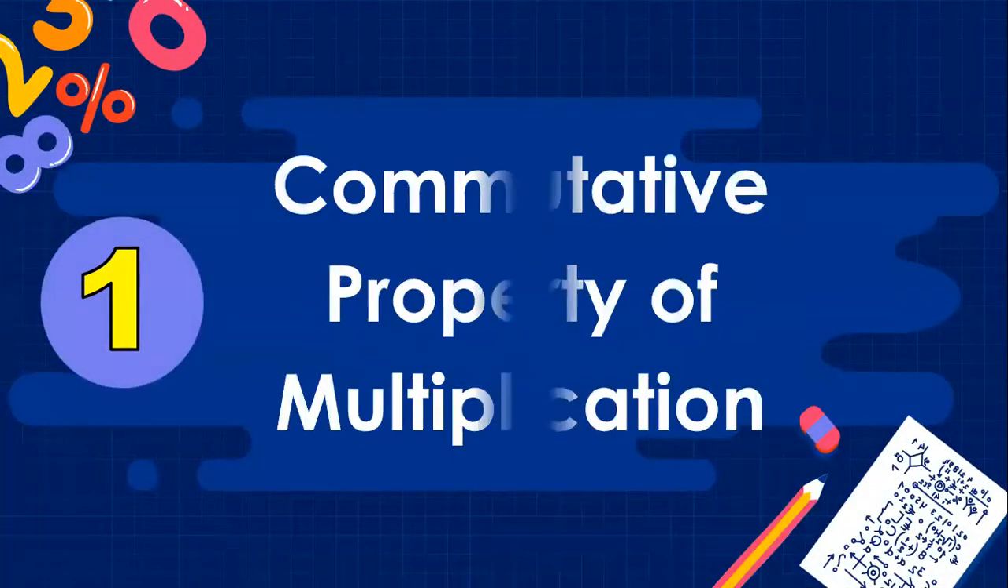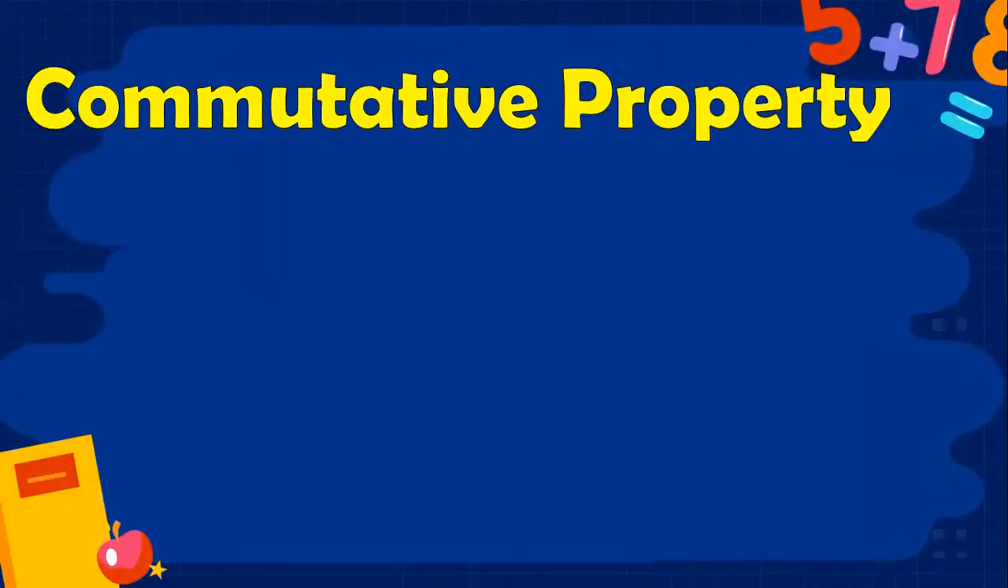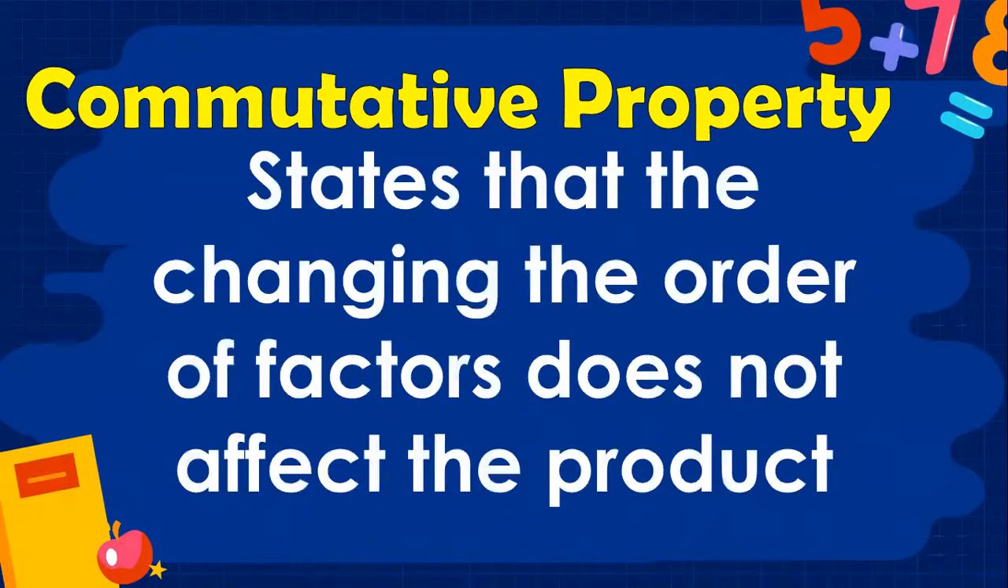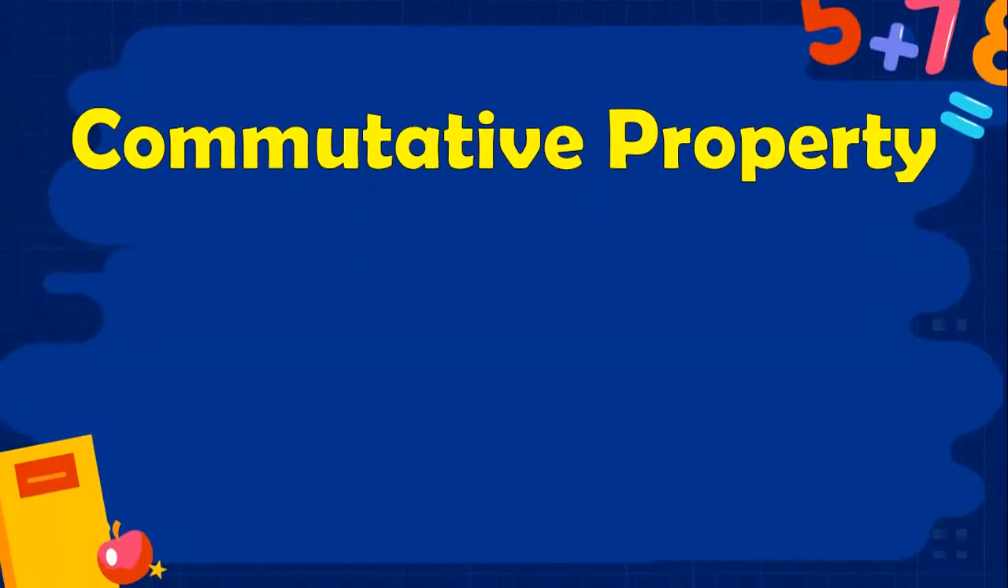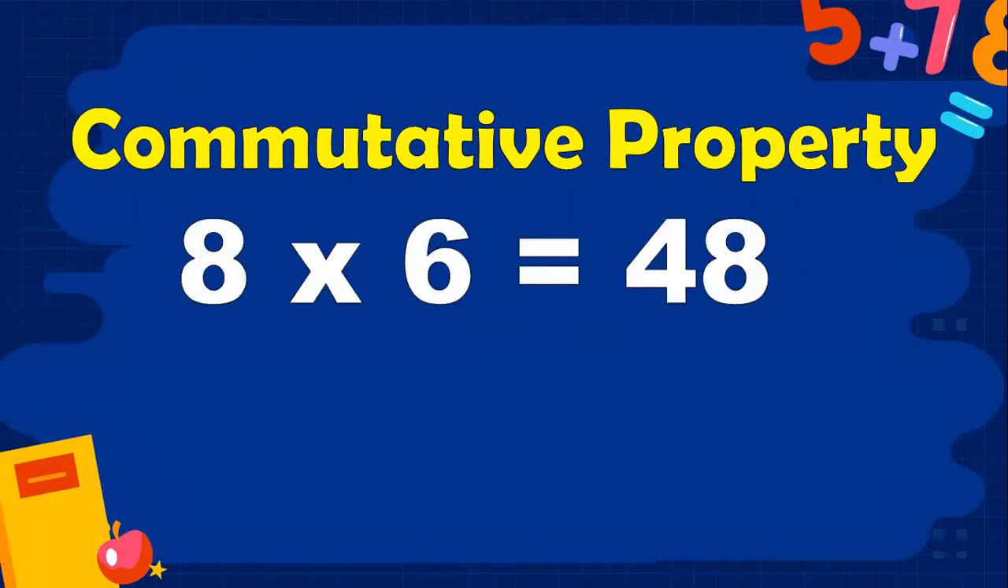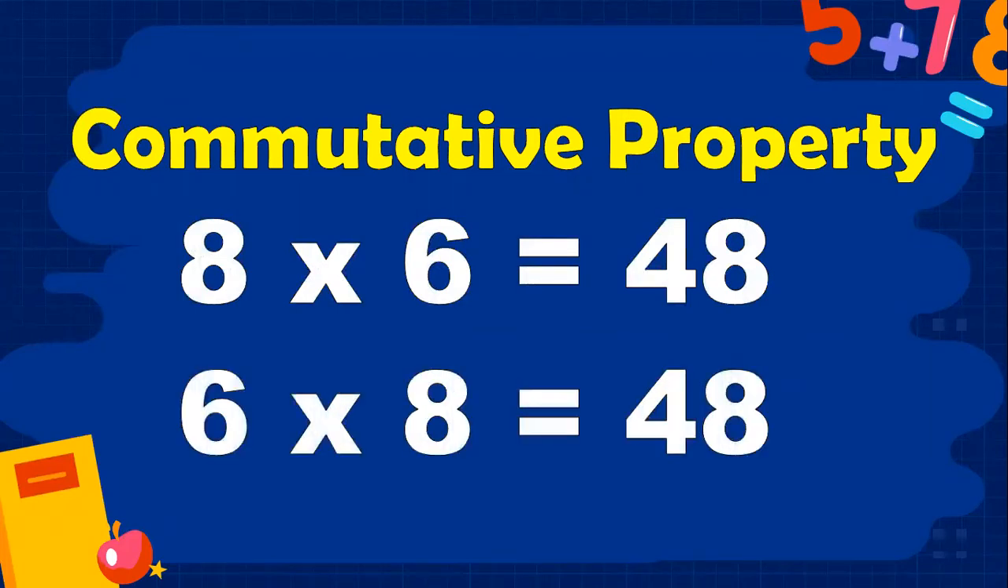The first property is the commutative property of multiplication. The commutative property states that changing the order of the factors does not affect the product. Example, we have 8 times 6 is equal to 48 and 6 times 8 is equal to 48. As you can see, the places of the factors are interchanged but the product is not affected.